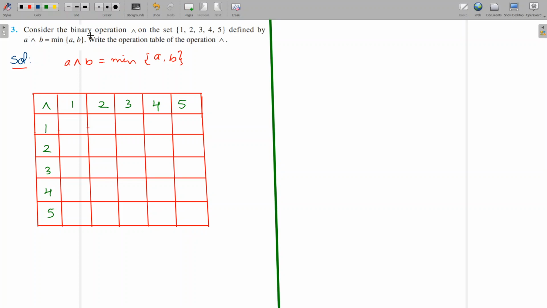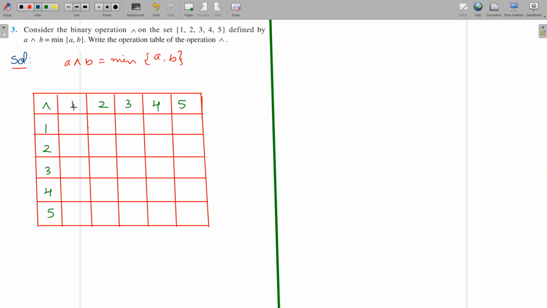Question number 3. Consider the binary operation AND on the set {1, 2, 3, 4, 5} defined by A AND B equal to the minimum of the set {A, B}. Write the operation table of the operation AND. So here we are having A AND B equal to the minimum of the set {A, B}. So let's start filling the table here.